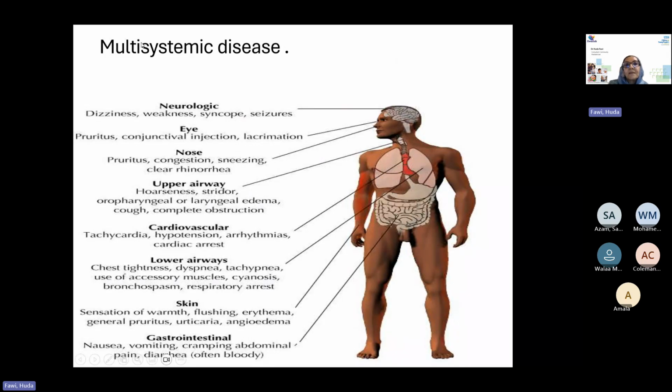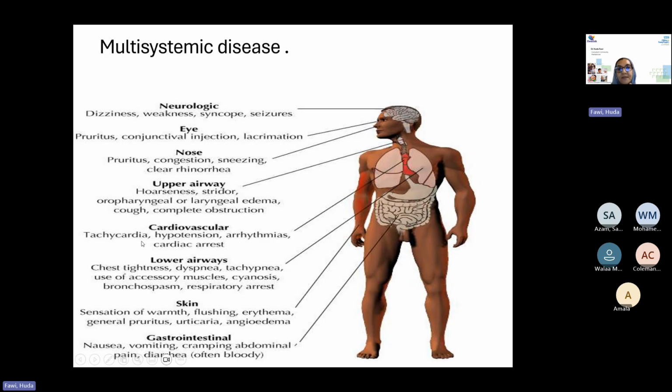Allergy is a multi-systemic disease. It can affect many symptoms: dizziness and weakness. I haven't seen seizures or syncope. It can cause eye problems, so itchy eyes, conjunctival injections, and increased lacrimation. The nose, it causes itchiness, congestion, sneezes, and clear rhinorrhea. Upper airway with hoarseness, stridor, laryngeal edema, cough, and in some cases complete obstruction.